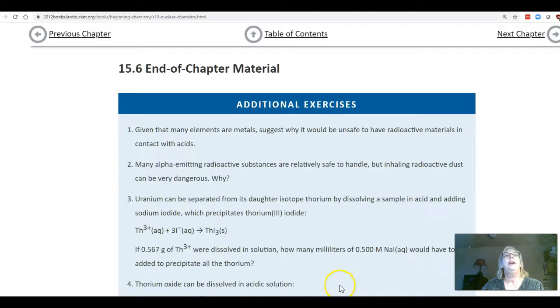So here's the end of chapter, and it has some math involved in it for half-lives and things like that. But I think you guys will be fine on this chapter, and one more chapter to go.